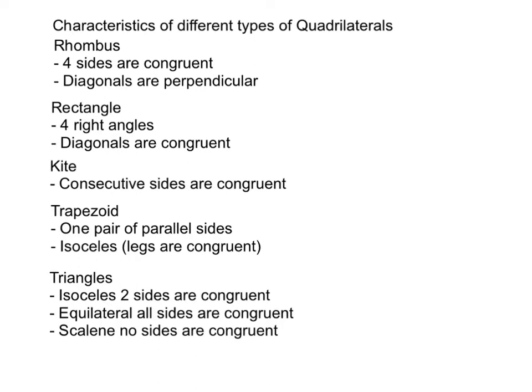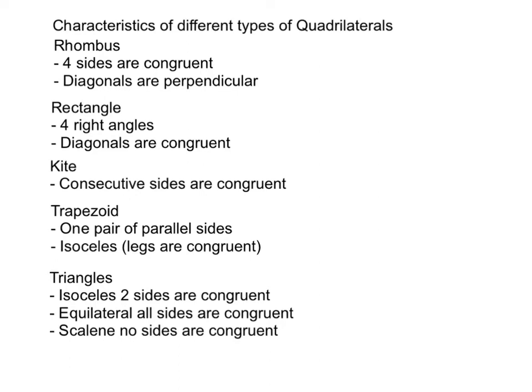As we look at the characteristics of the different types of quadrilaterals, let's start with a rhombus. How do I show that it's a rhombus? I know that four sides are congruent, but the biggest thing with a rhombus is that you need to show that the diagonals are perpendicular. That's going to distinguish between a rhombus and a rectangle, or a rhombus and a parallelogram.